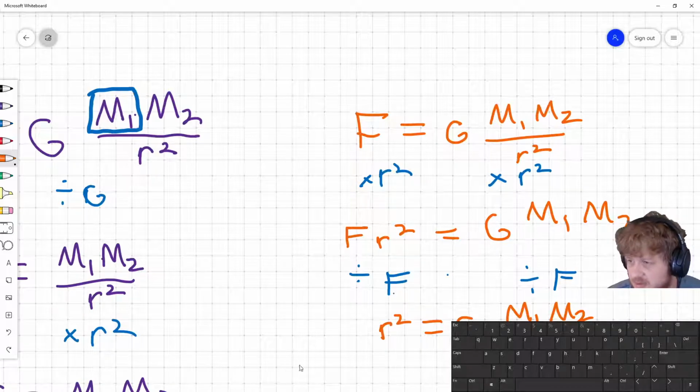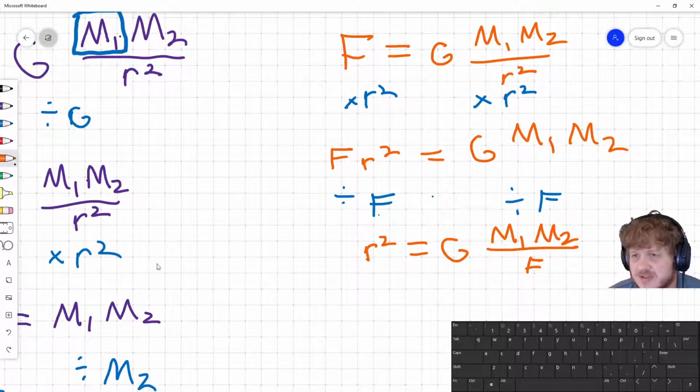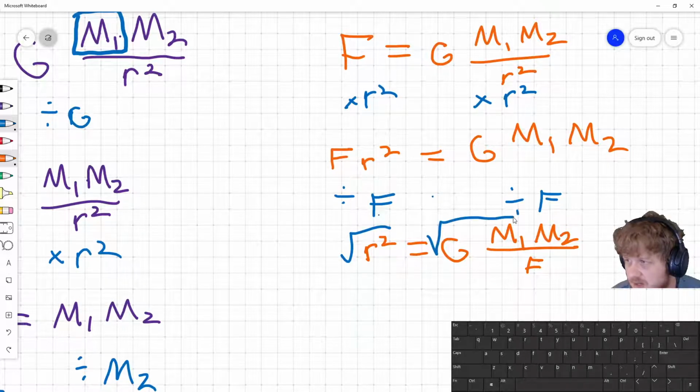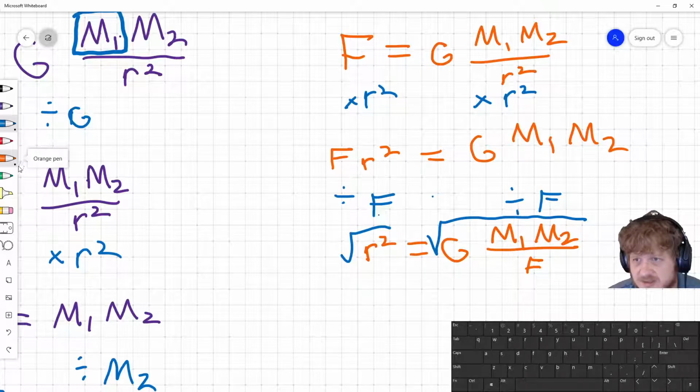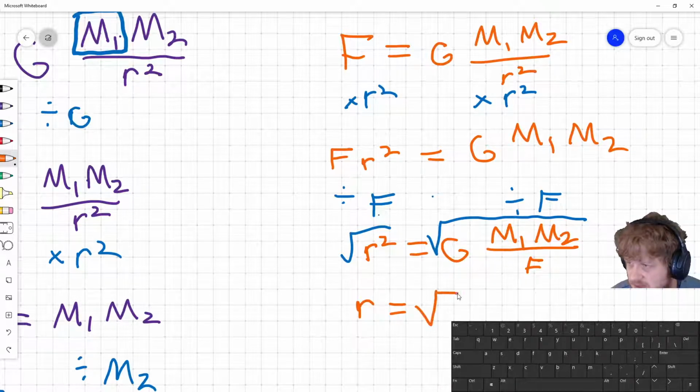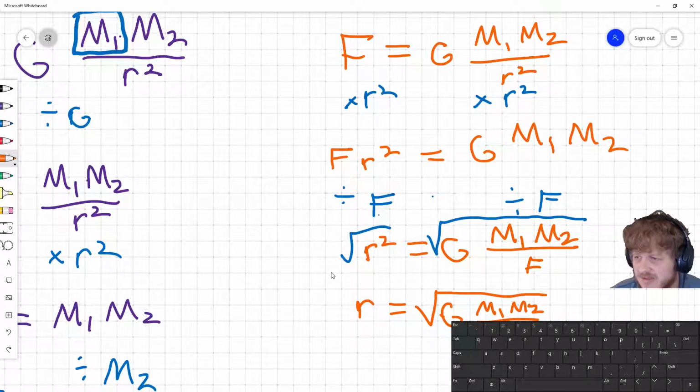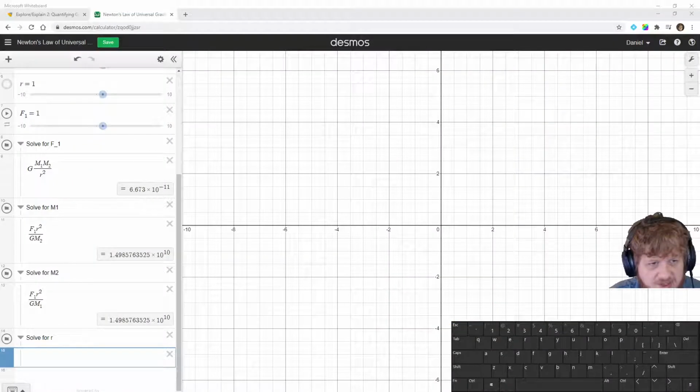And now I'm going to do the coup d'etat and just take the square root of both sides. So when we take the square root of R squared, we're left with R. And so we get R equals the square root of G M1 M2 over F. And so this will be our final equation we'll be using. So when we swap back to Desmos, we can go ahead and start typing that in.